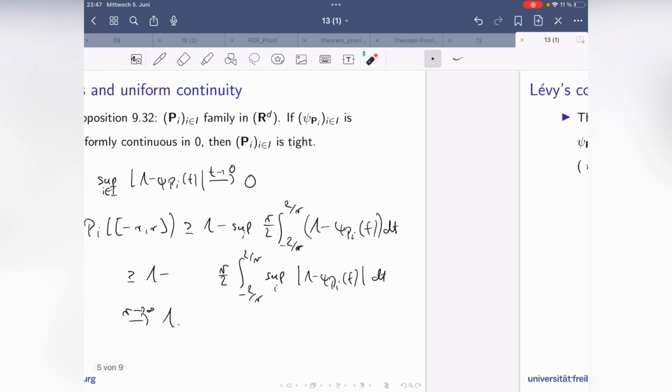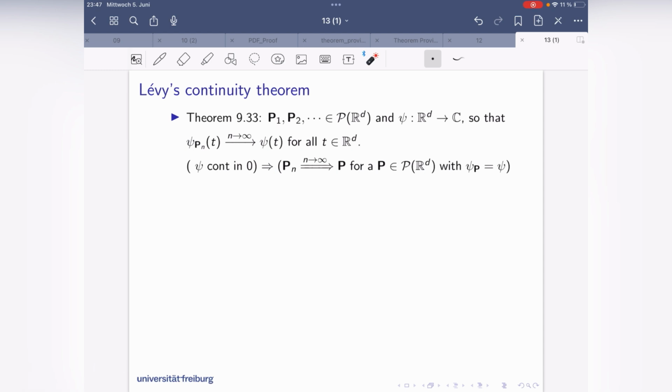And now we have everything together in order to state and prove Lévy's continuity theorem, which is the following. We have probability measures, we have a limit, and these converge pointwise. And we know that the limit function is continuous in 0. And the result is then Pn converges weakly to some p with the characteristic function, which was the limit that we had here. And the proof is now, since we did all the previous work, just an application.